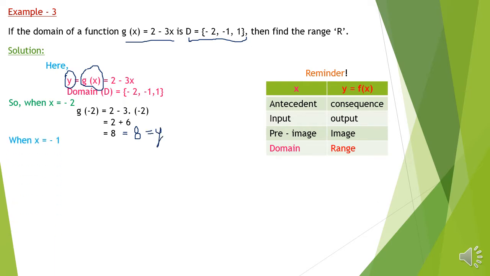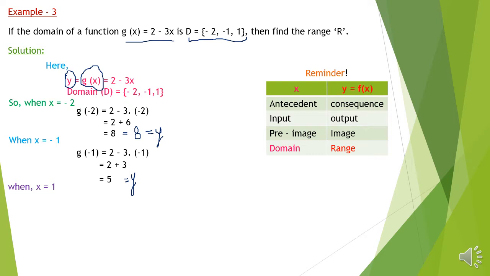Now when x is equal to -1, we can again find the value of function g at x = -1. We have to substitute -1 in place of x. On calculation, the value will be 5, since -3 times -1 gives plus 3. We have to be careful about the sign. This is also y.